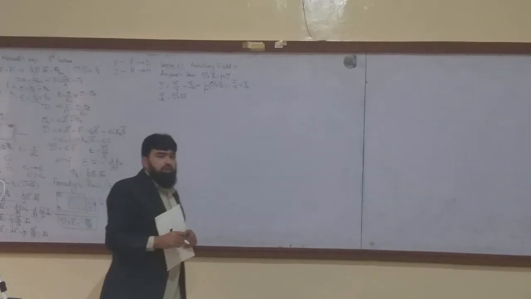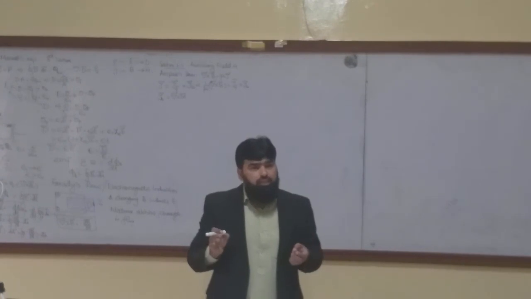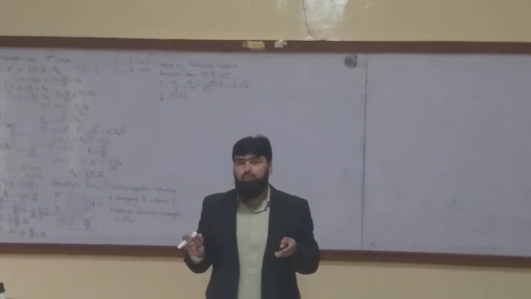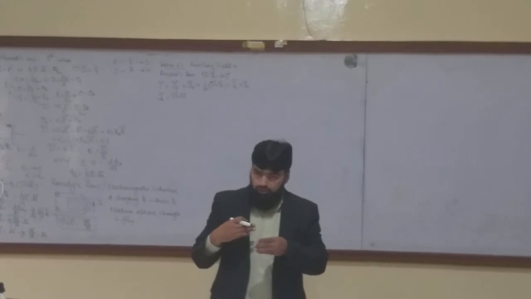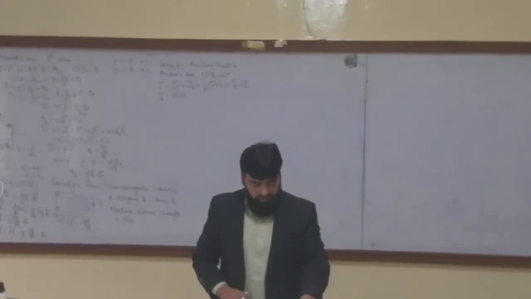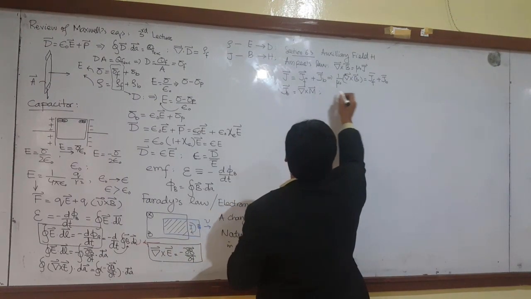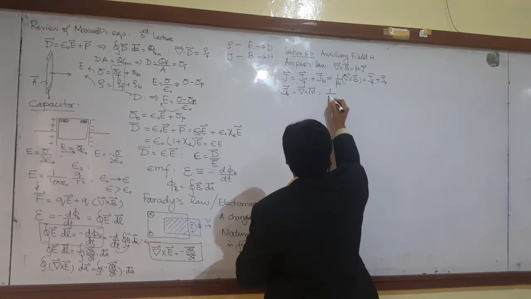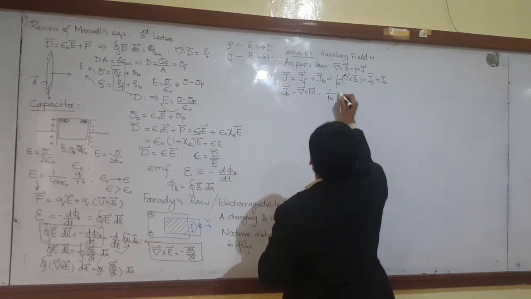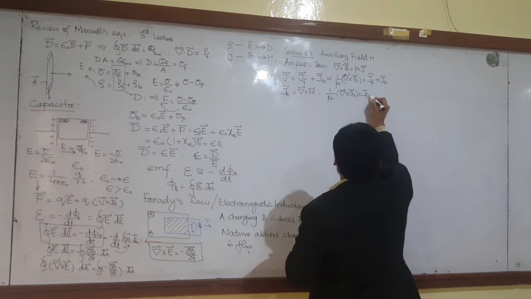Del cross M. M is the magnetization of the material. Magnetization is analogous to polarization. In the electric case, it is the polarization. In the magnetic case, it is the magnetization. So I can write that 1 over mu naught del cross B is equal to Jf plus del cross M.